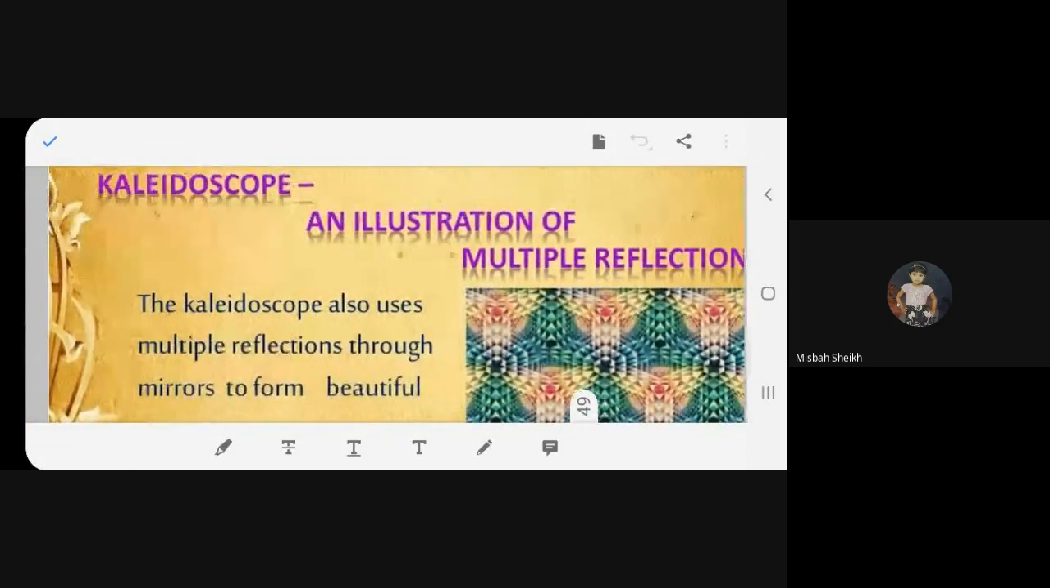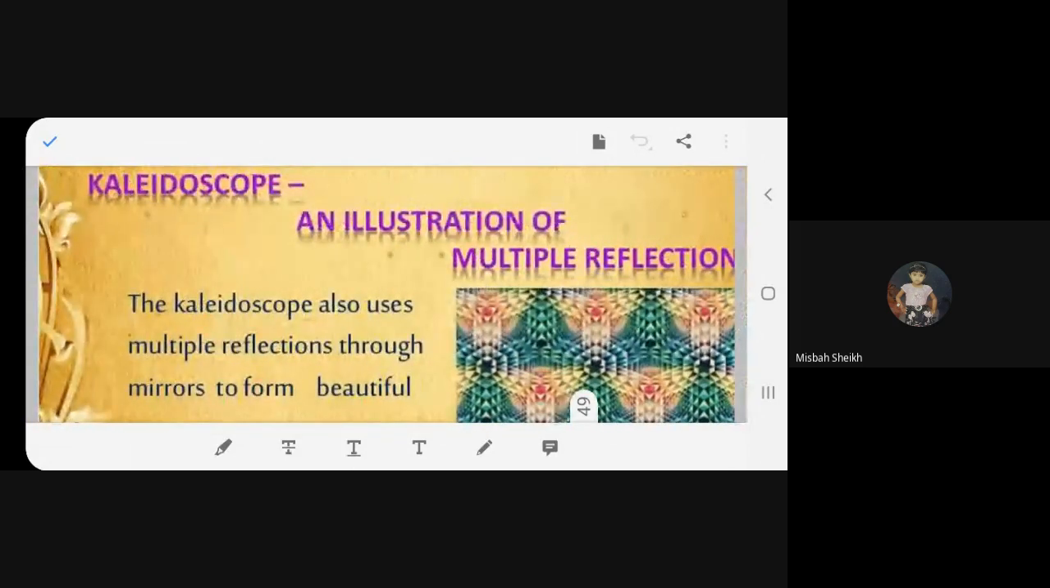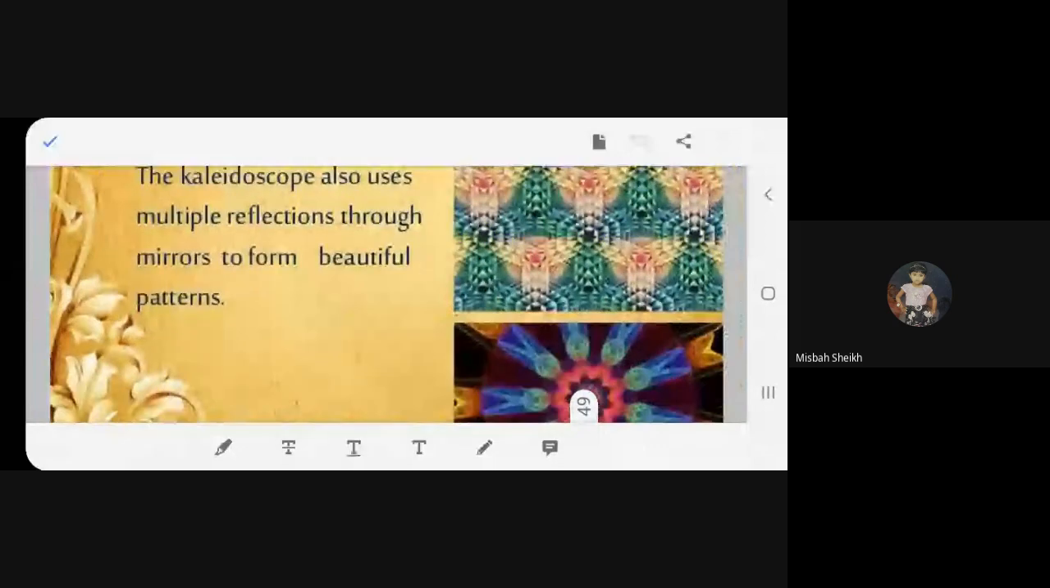One example that we are going to talk about is the kaleidoscope. What is it, beta? Kaleidoscope, which shows multiple reflection. Please read, beta. Kaleidoscope, an illustration of multiple reflection. The kaleidoscope also uses multiple reflections through mirrors to form beautiful patterns. This is how it looks like.